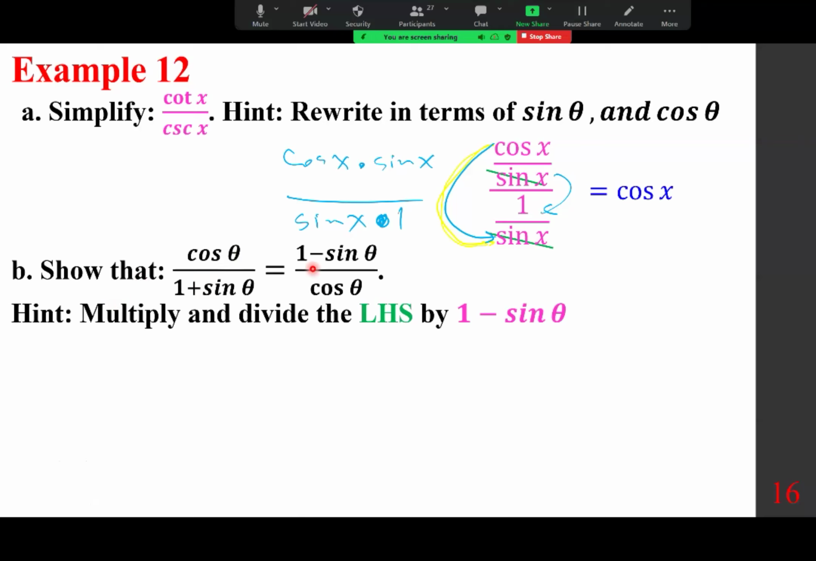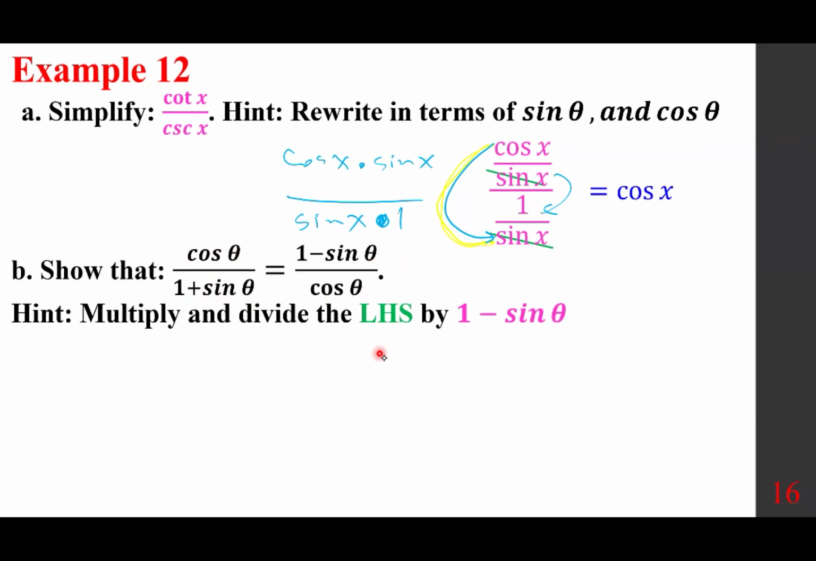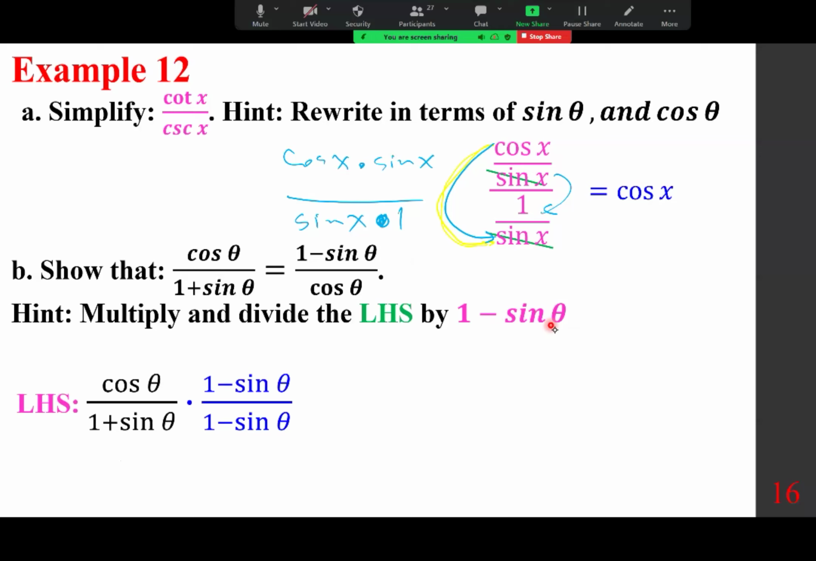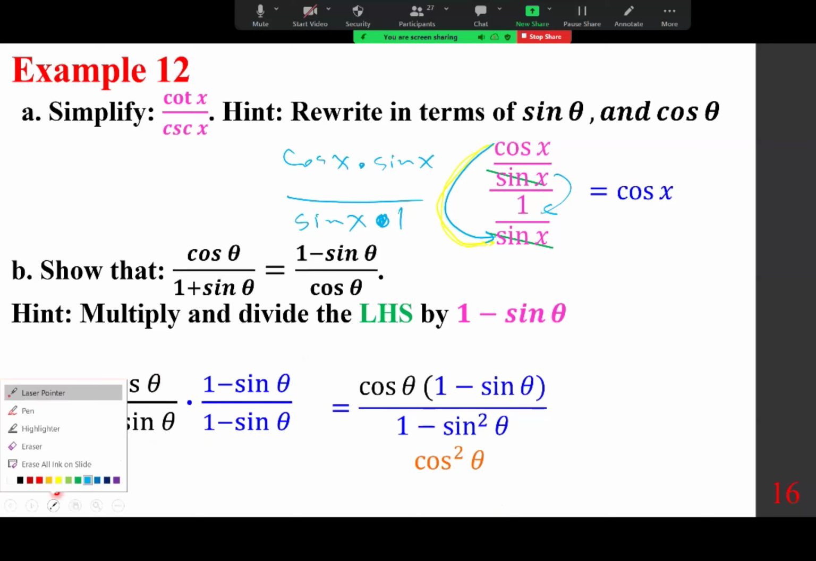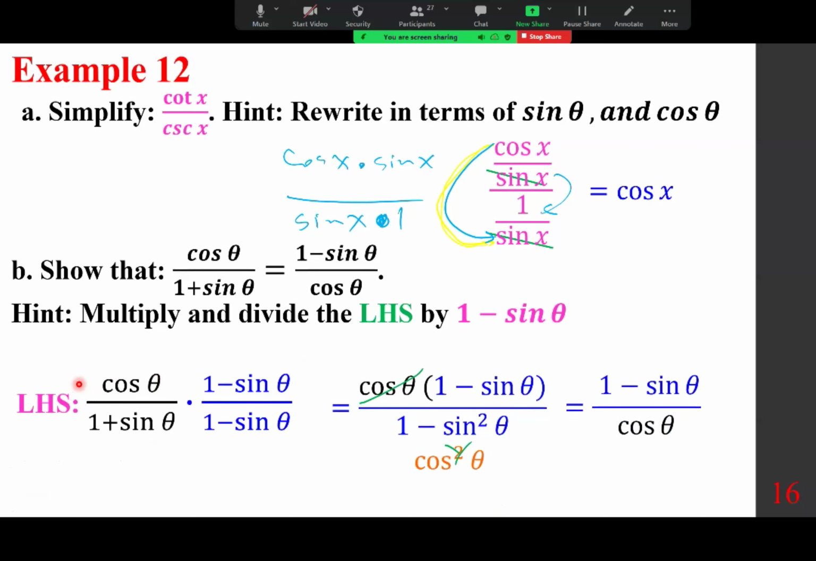Show that cosine over 1 plus sine is 1 minus sine over cosine theta, and multiply and divide the left-hand side by 1 minus sine theta. That's the hint. We have seen this before. We should have absolutely no problem with that. So let's do that. Left-hand side, we multiply by 1 minus sine theta and we divide by it. So the numerator, we keep it as a product. The denominator becomes 1 minus sine squared. One minus sine squared can be changed to cosine squared. And now we can drop this and this exponent, and it gives us 1 minus sine theta over cosine theta, which is exactly what we were looking for.